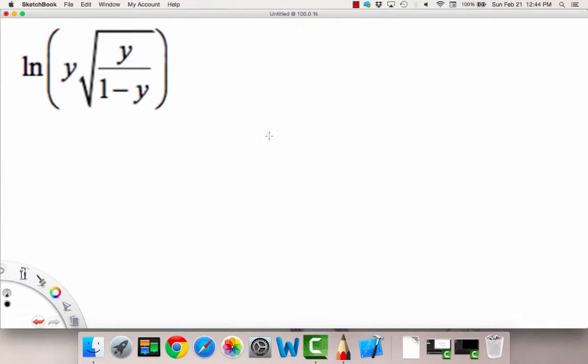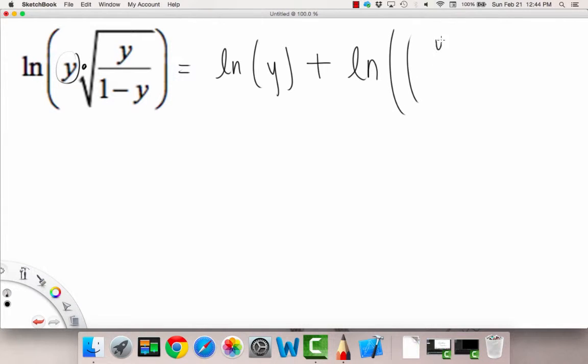Alrighty, so for part B, we have ln of y times the square root of y over 1 minus y. So a lot of y's going on here. The first thing we see is that we have a y times, so a product, times the square root of something. So we can break this up using the sum property. We have ln of y plus, we can stick a plus sign in there, and then write ln of the other thing, which I'm going to rewrite as y over 1 minus y, all to the 1/2 power, because 1/2 is the same thing as square root.